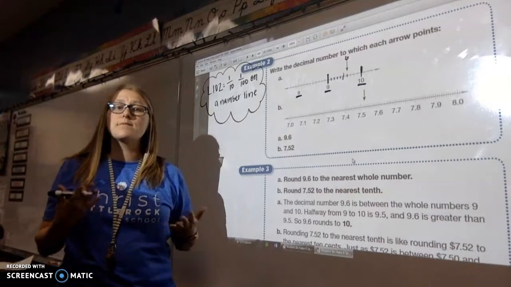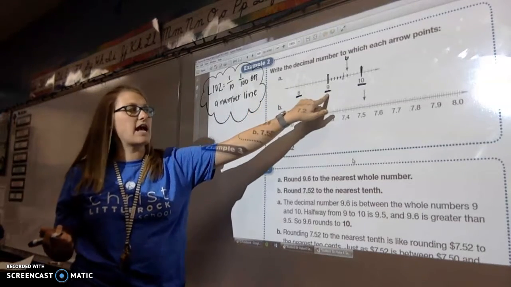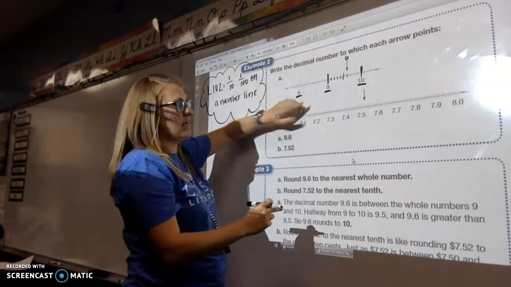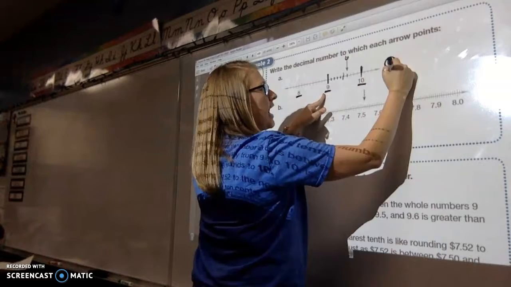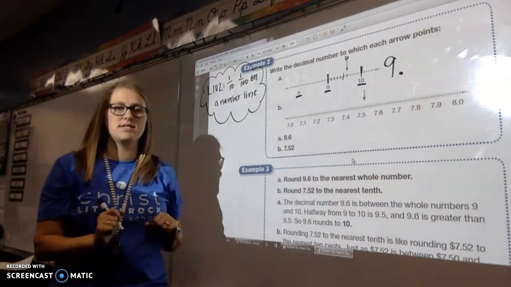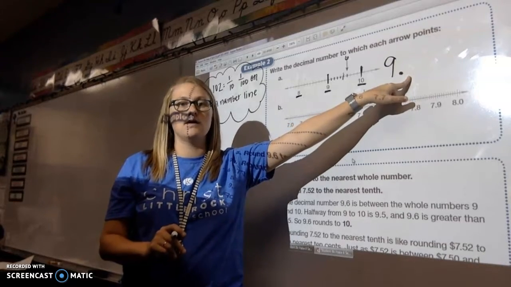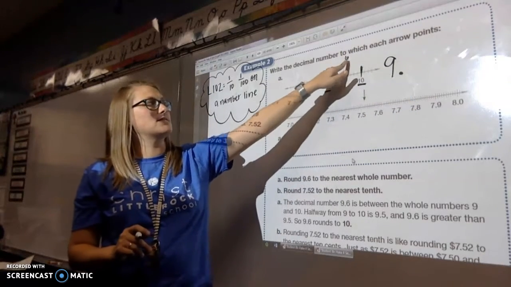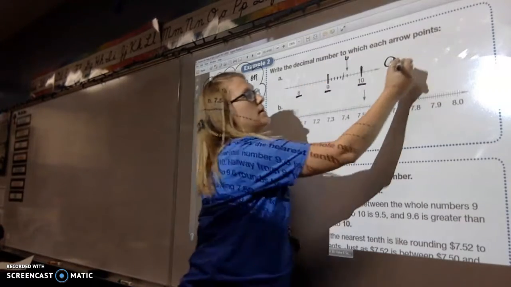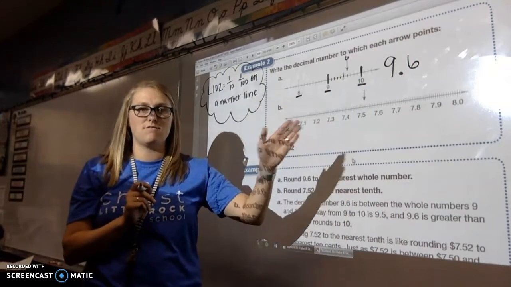How I write my decimal number is I follow my number line, the whole number that I've made it to. I'm not going to write 10, I haven't made it there yet. I've made it to 9, so my number is going to be 9. That's my whole number, and anything after that is going to be a decimal. Remember, the first place value after a decimal is the tenths place. So if my arrow is pointing to the 6th one after the 9, and there's 10 total pieces, I would put my 6 in the tenths place. That means I've gone 6/10 of the way.